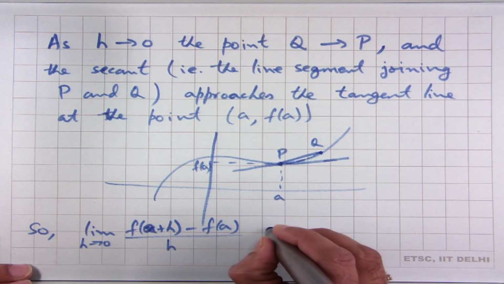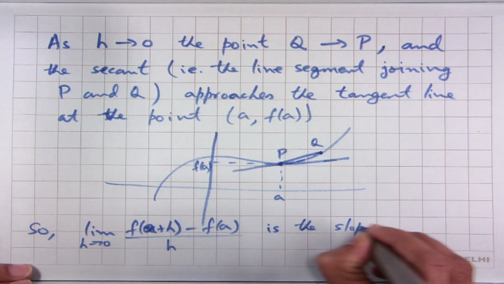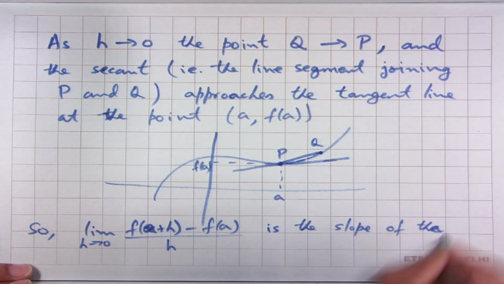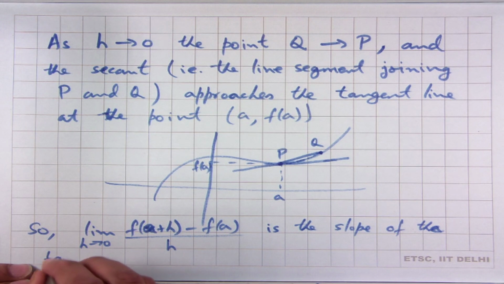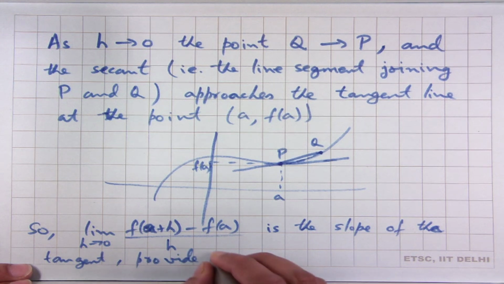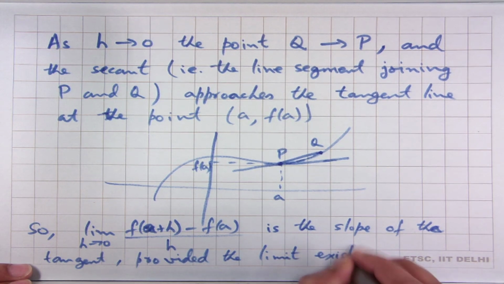this is the slope of the tangent line, provided the limit exists.